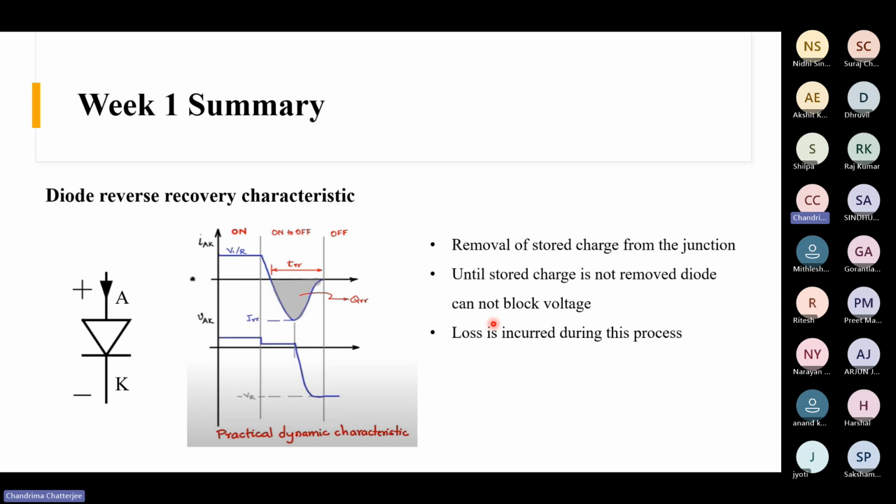This phenomenon is called reverse recovery, right? During this portion, the diode is transitioning from the turn on condition to the turn off condition. So there will definitely be some loss, because there is some voltage and there is some current. Whenever voltage and current overlap, some loss occurs, right? Some power loss will be there definitely. So during reverse recovery, some power loss occurs. How we can calculate this power loss, we will see later.